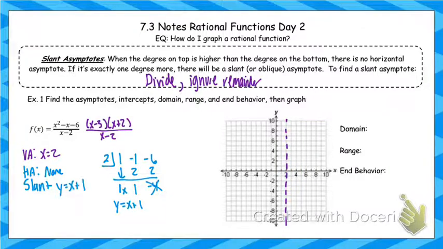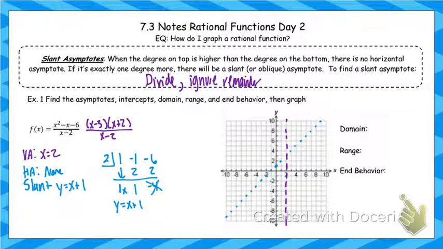So what I'm going to do is just graph the line y equals x plus 1 as a dotted line. That's a y-intercept of 1 with a slope of 1. And that is my asymptote. So it functions just like a horizontal asymptote. You can cross it, but the ends will always go towards it. It still shows us our end behavior.